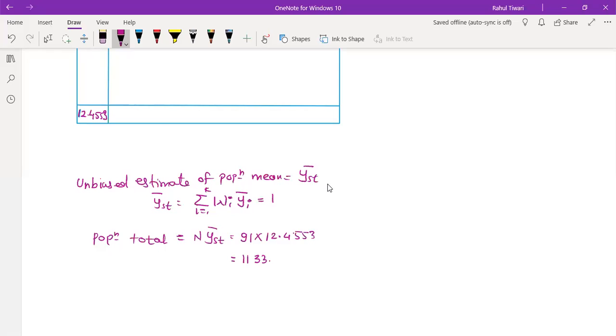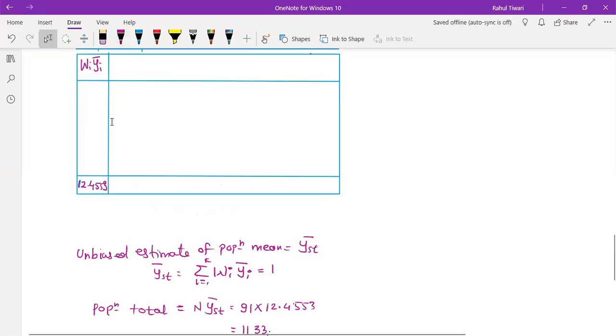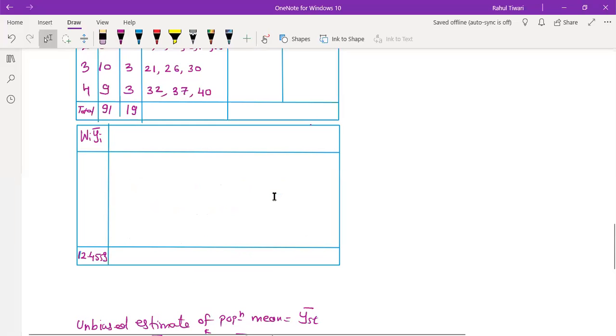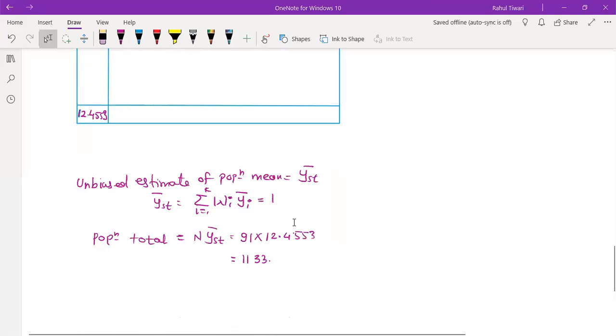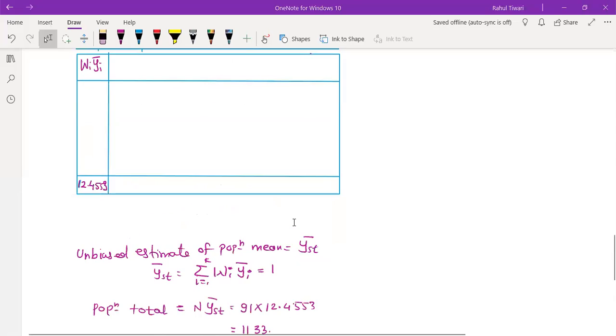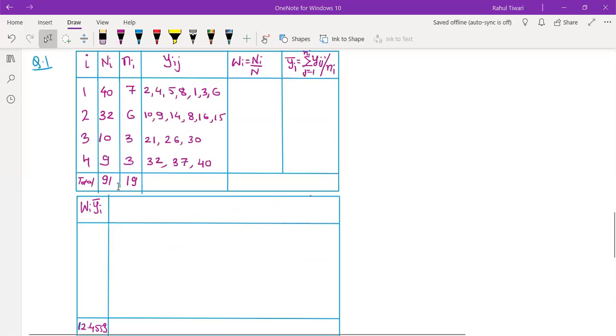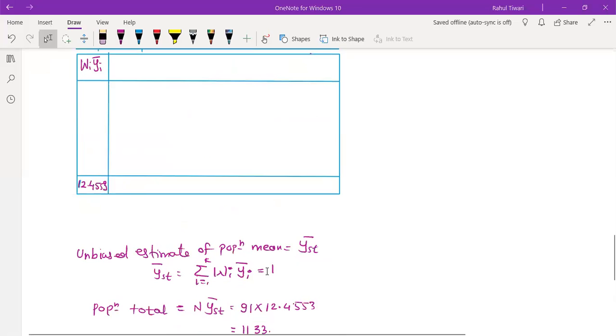if you take 4 digits, tell me what accurate answer you are getting. Y bar st is 12.4513, that is 12.45 and 13, and the population total is 1133.0683. So if you take 4 digits in every number, you get the answer y bar st is 12.4513. Everybody should get this answer if you take up to 4 digits.